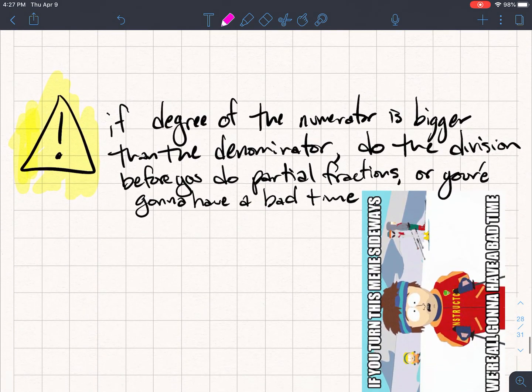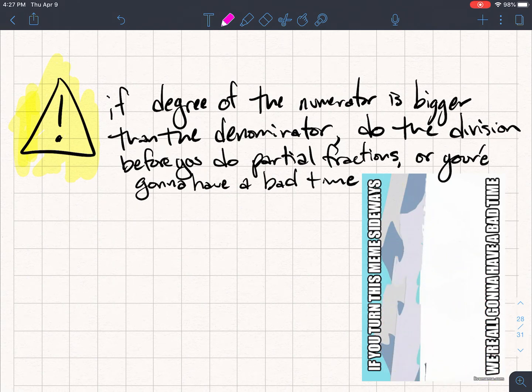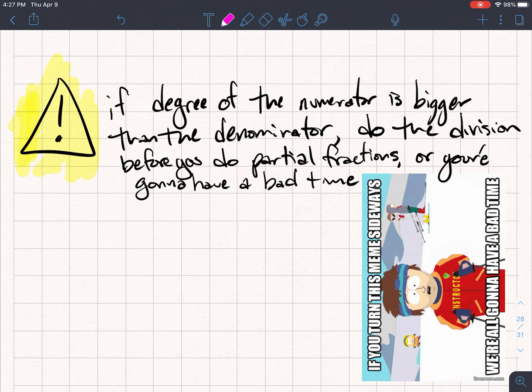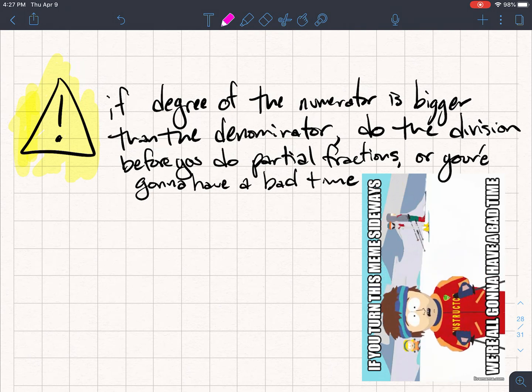A word of caution when you're doing partial fraction decompositions. If your numerator has bigger degree than your denominator, don't try to do partial fraction decomposition right away. It's not going to work. Or if it works, it's going to be really hard and annoying. So don't do that. What you should do first, if your numerator is higher degree than your denominator, is do the long division, and then you'll do partial fractions on your remainder. Yeah?